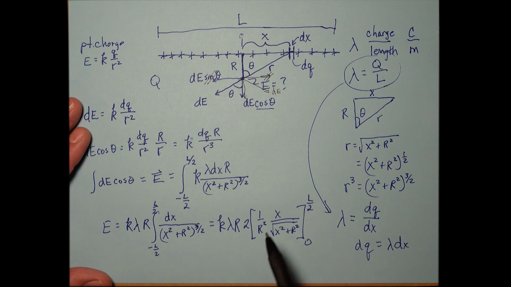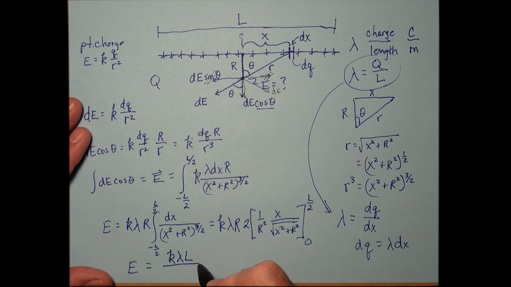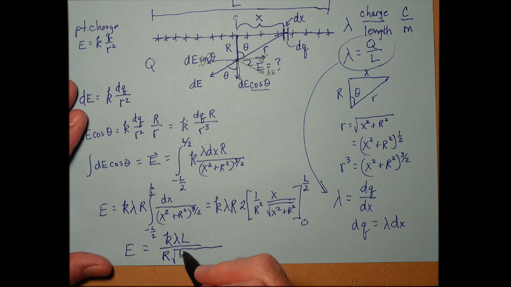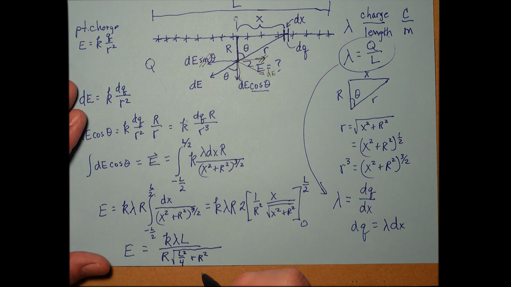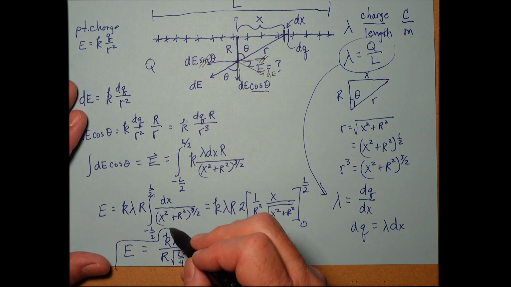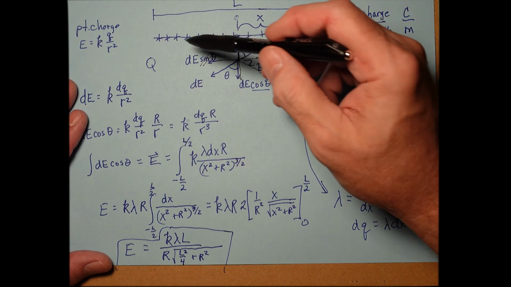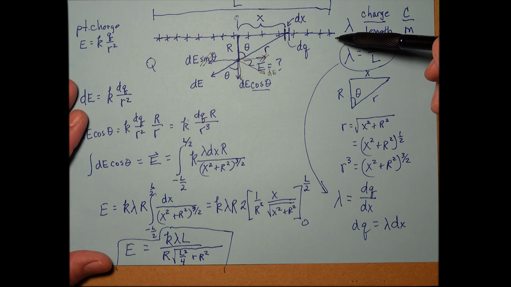When you plug in the values, and you can do this if you want, I'm skipping a lot of steps here. Here's what you end up with. The electric field is equal to K lambda L over R square root of L squared over 4 plus R squared. That is the value for the electric field a distance R away from a continuous charge distribution.